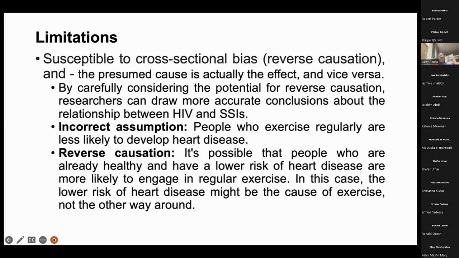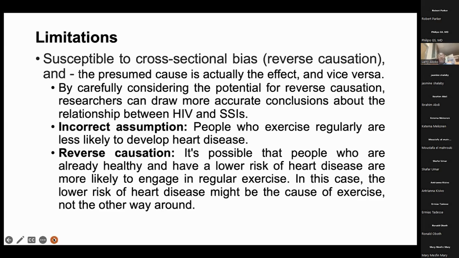They're also susceptible to what we call cross-sectional bias, or reverse causation, where the presumed cause is actually the effect, or it might be vice versa. So by carefully considering the potential for reverse causation, researchers can draw more accurate conclusions about the relationship between HIV, for instance, and surgical site infection.